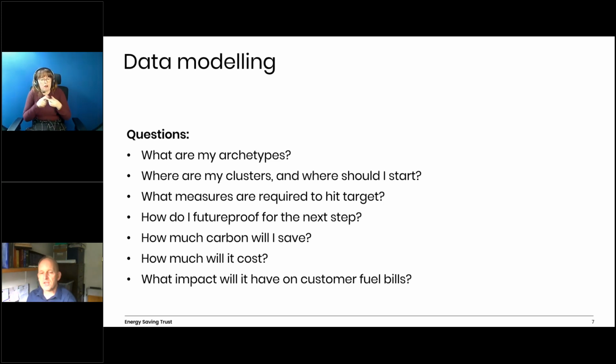What measures am I going to need to hit target, and how do I future-proof those so that if I do a partial retrofit now, I'm not doing abortive work that I'm going to have to undo before I can go on to the next step to net zero carbon.